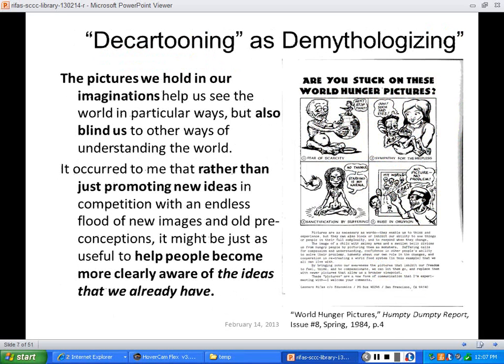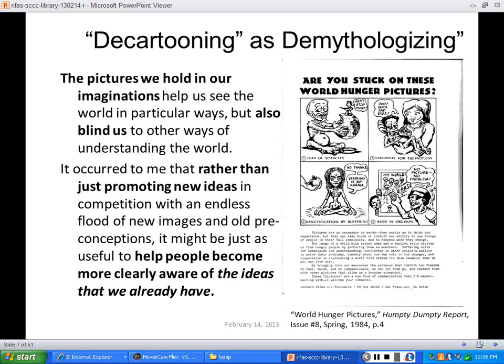Frances Moore Lappé argues that the images that we have in our minds, our mental images, help us see the world in particular ways, and they prevent us from seeing it in other ways. It gives us blind spots. And so it occurred to me that rather than just trying to give people new ideas or different ways of seeing things, it might be a good use of my time to spend more time trying to think about the images that people already have in their heads, in our heads. And so this is not something that I drew for that organization. I drew this for another publisher.